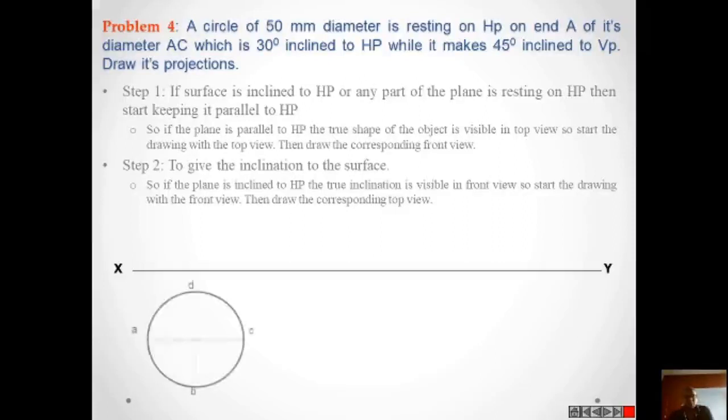So keep it parallel to HP. We will get a circle ABCD. Now from this drop the projections and we will get the front view.